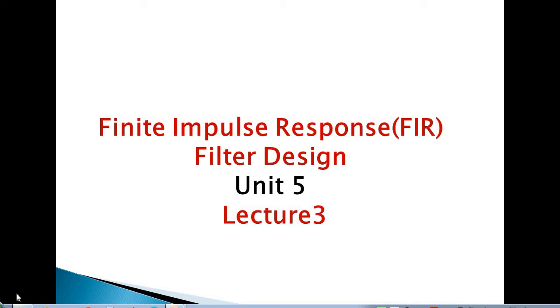In the previous lecture, we studied the Fourier series method to design the FIR filter. We saw that because of the abrupt truncation of the Fourier series, ripple is present in the passband and stopband, and due to that noise is created. That is called the Gibbs phenomenon, and it can be overcome using the windowing method. So we will study the windowing method in this lecture.